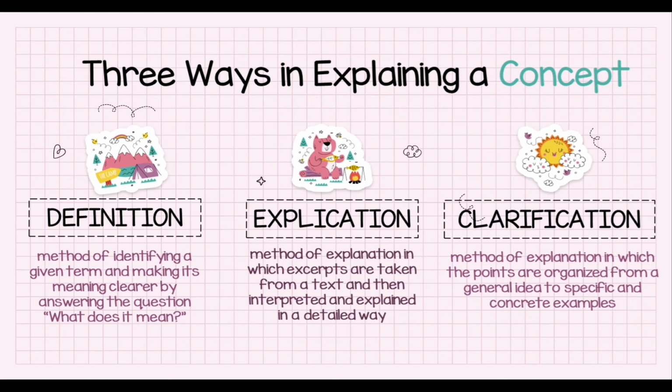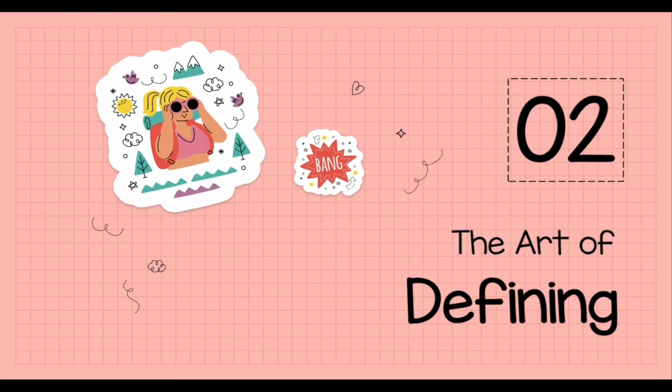When you use explication, you get a direct quotation or a direct line from a material. You interpret it or you explain it further. That is explication. Clarification, on the other hand, from the word itself, you clarify a general idea or concept by providing specific or concrete examples. The focus of our next discussion will be about the art of defining.